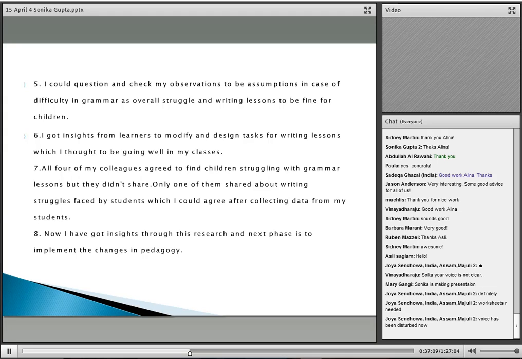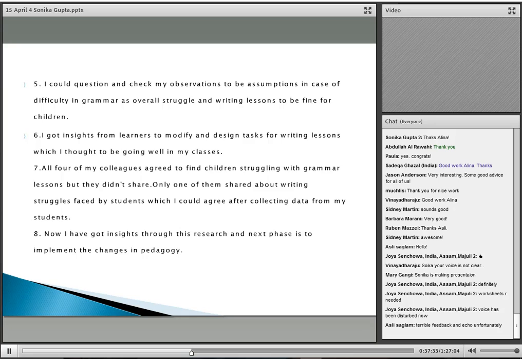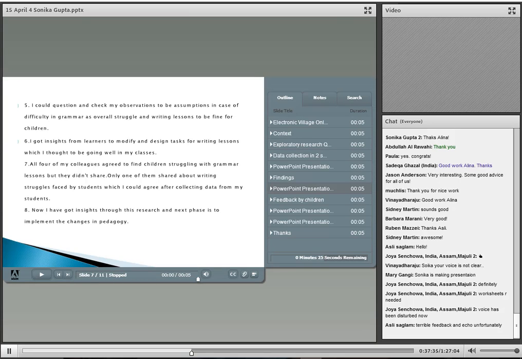And with this data, I got insights from my learners. That is the first-hand data point. Direct data from students' insights on how we can modify and design tasks for writing lessons so that we can learn better. And when I talked to my colleagues, all four of us agreed that yes, children were struggling in grammar, but they didn't share it earlier. When I talked to them, then they shared their concerns with me. And only one of my colleagues shared that yes, children were facing struggles in writing.